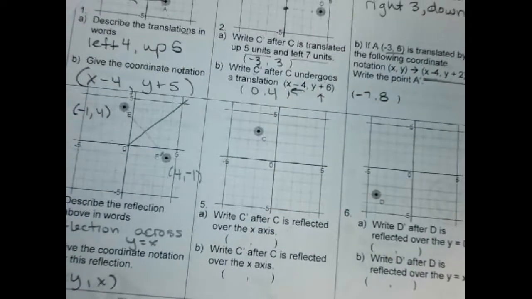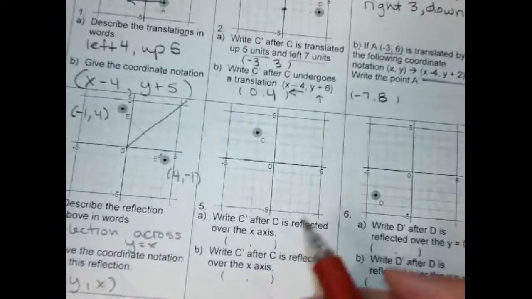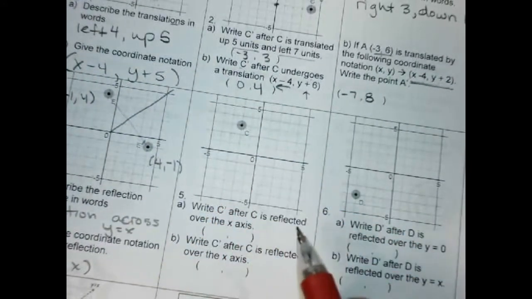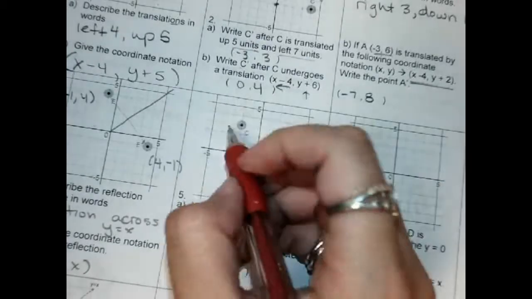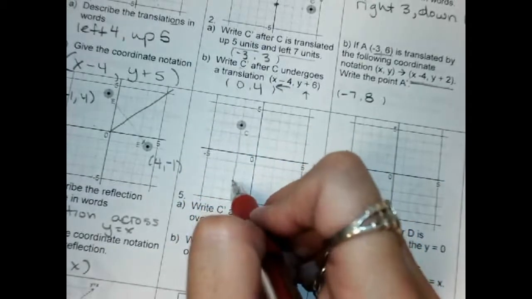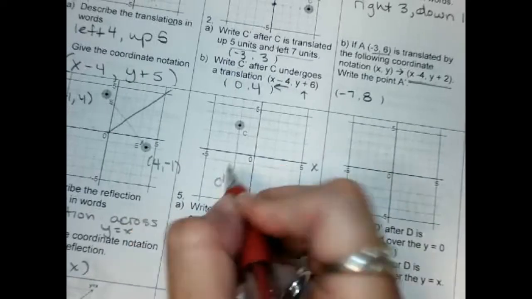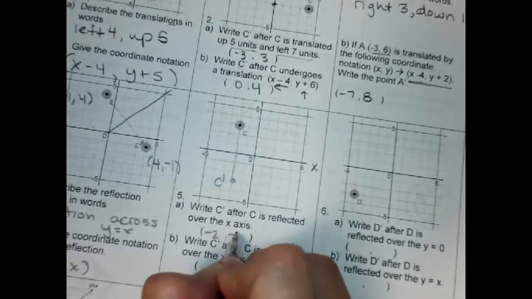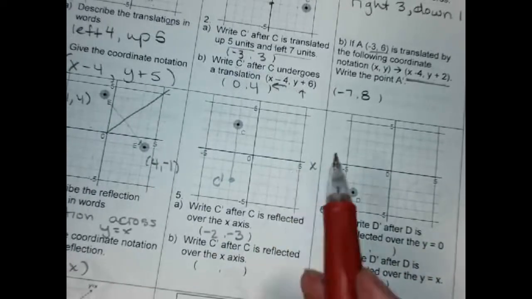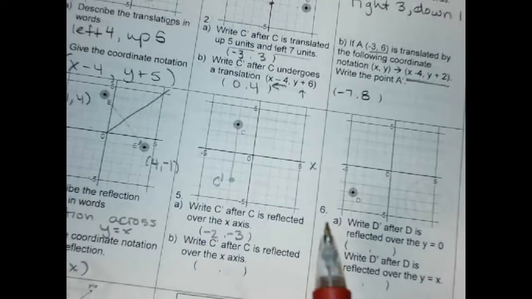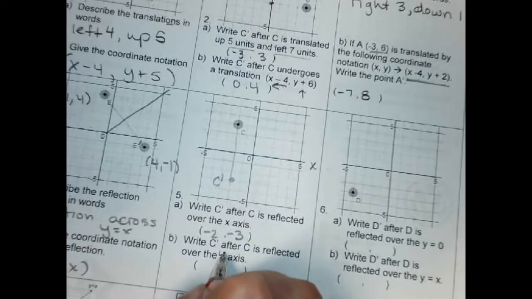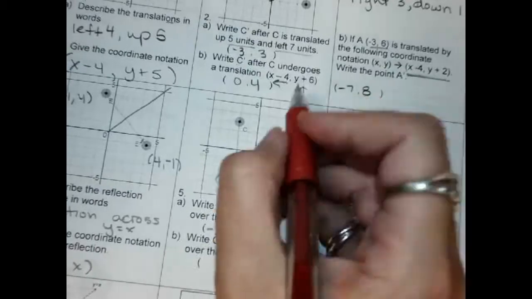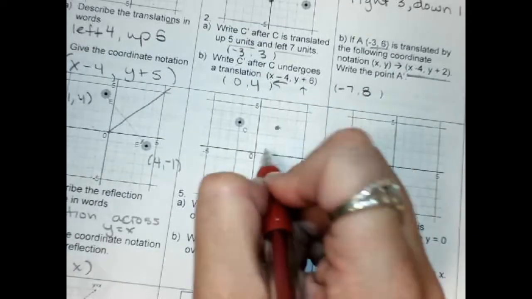Okay, now we're going to do the same thing we did above, where we're going to take and find C prime if C is reflected over the x-axis. Well, this is the x, so if I reflect it across the x-axis, it ends up right here. And that's at negative 2, negative 3. What if I go back and take, I meant for this to be over the y-axis here. What if I go back and take C and reflect it across the y-axis? Well, that puts it right here at 2, positive 3.